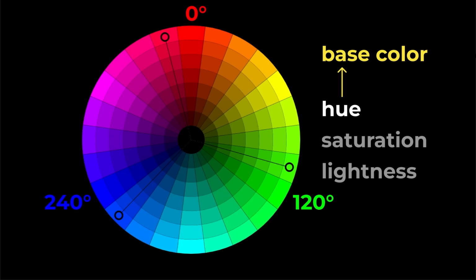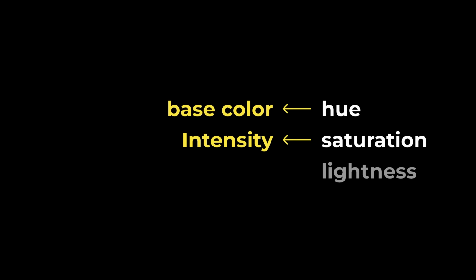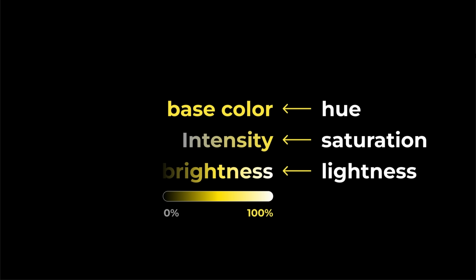Saturation controls the intensity of that base color. A saturation of 100% gives you the most intense version of the color, and 0% turns it into a shade of gray. And finally, we use lightness to control the brightness. At 50%, you get the base color. At 0, it's black, and at 100, it's white.